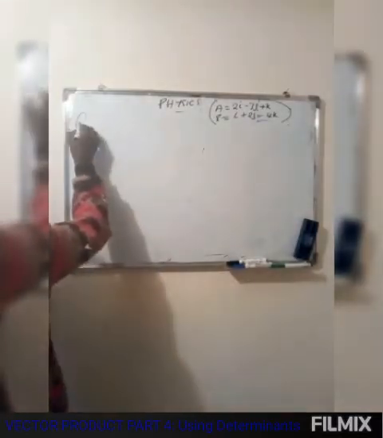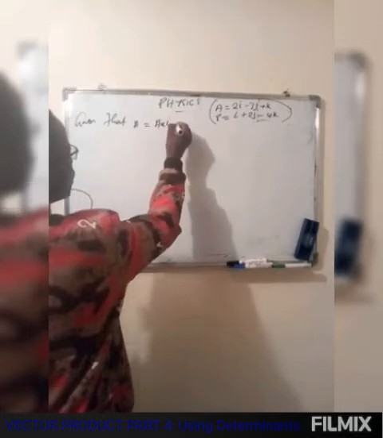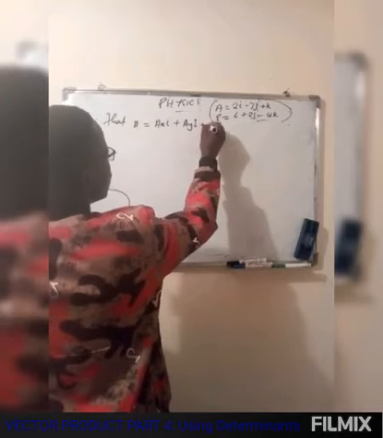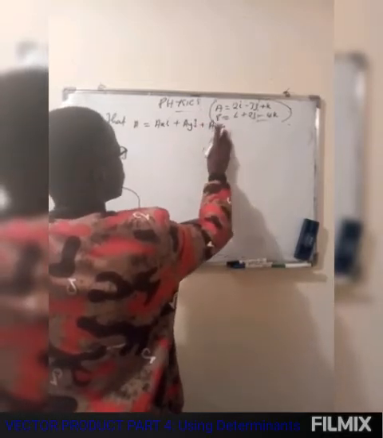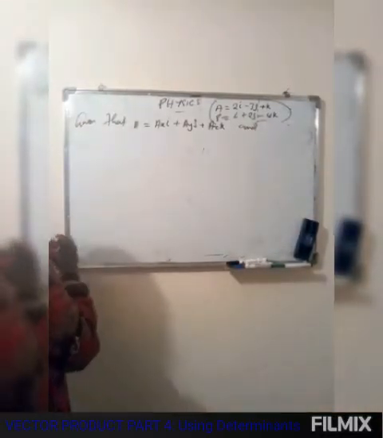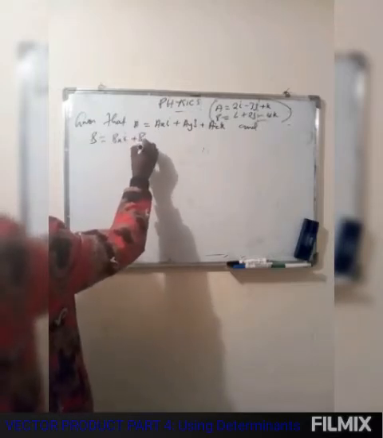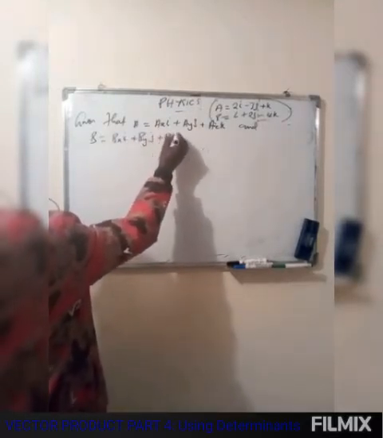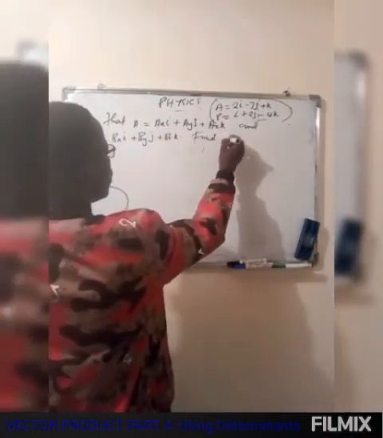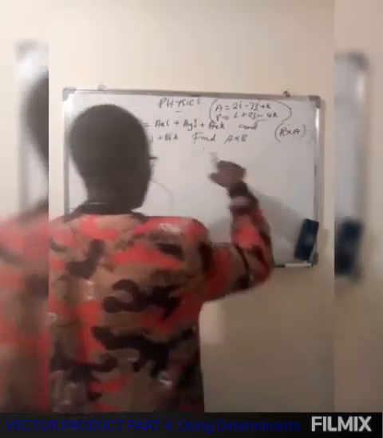So again, given that A is equal to AX I plus AY J plus AZ K, sorry about that, and B is equal to BX I plus BY J plus BZ K, then we say find A multiplied by B. As usual, in your free time, you should find B multiplied by A using this method.